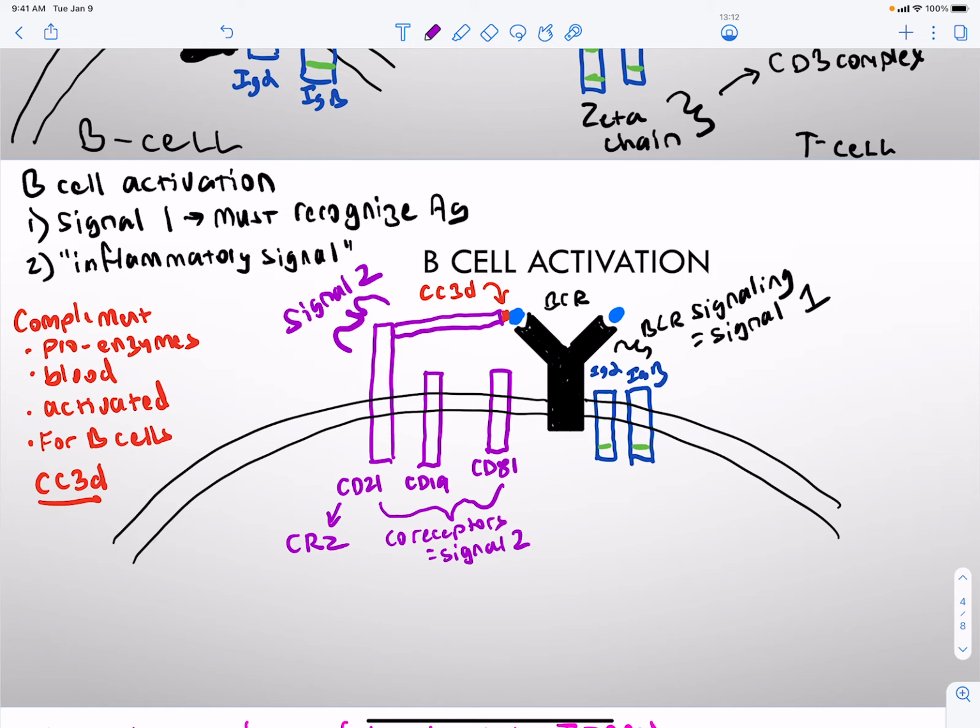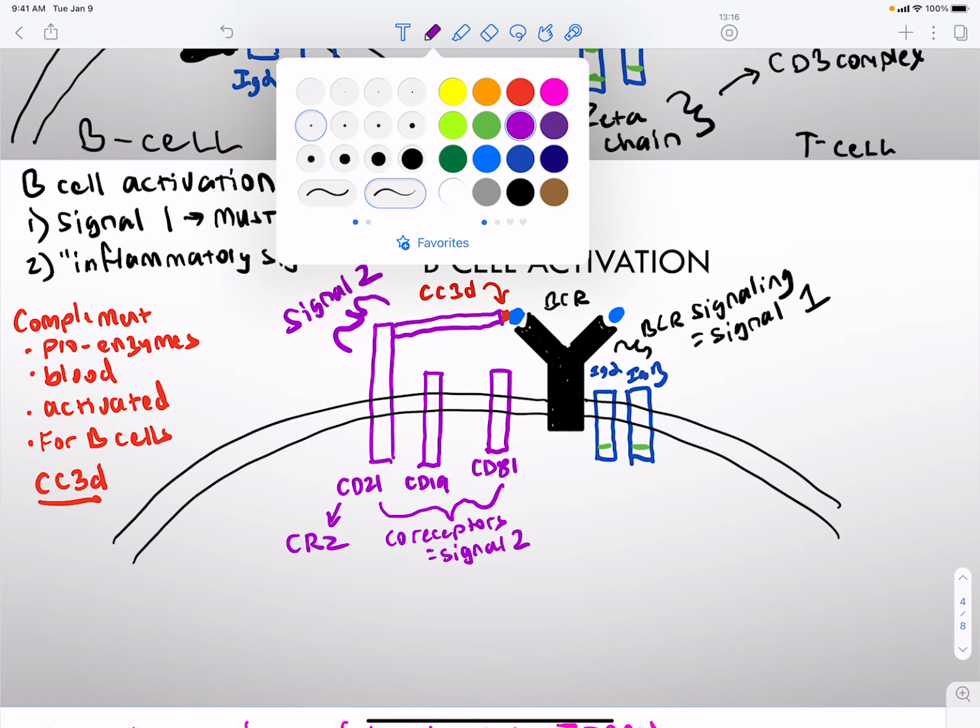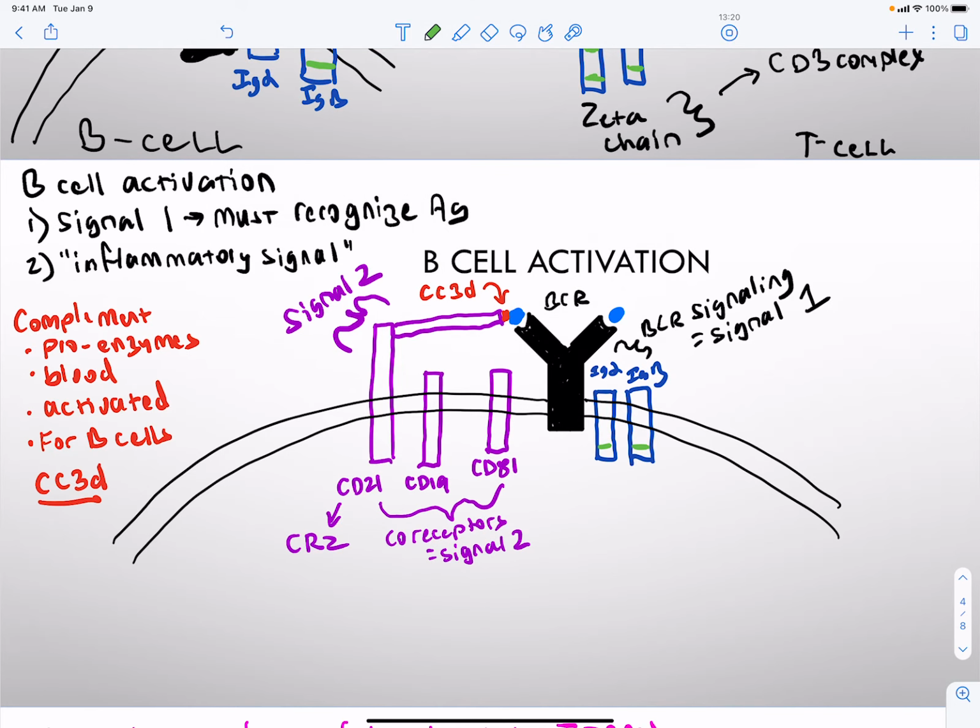Now after your B cell has signal 1, signal 2, then it really starts to get going. Now you're going to want to bring in some tyrosine kinases to get everything going. So the first one that's going to come in is SRC.